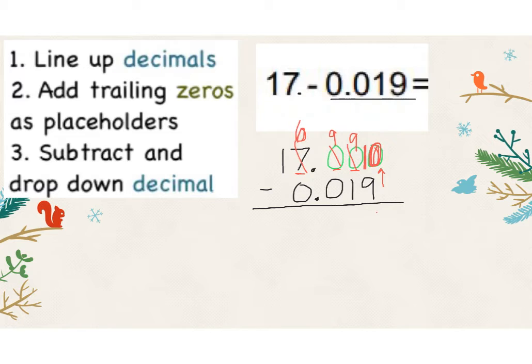So 10 minus 9 is 1. 9 minus 1 is 8. 9 minus 0 is 9. 6 minus 0 is 6. And 1. 16 and 981 thousandths.